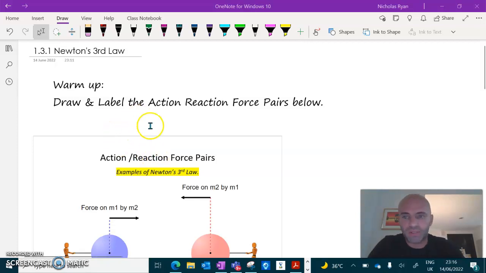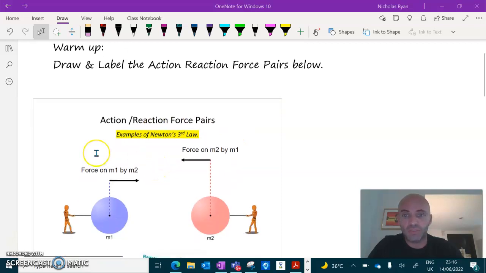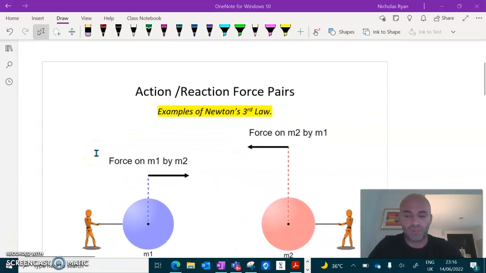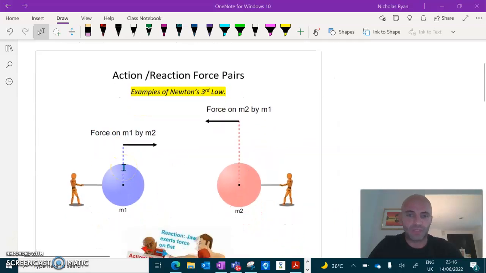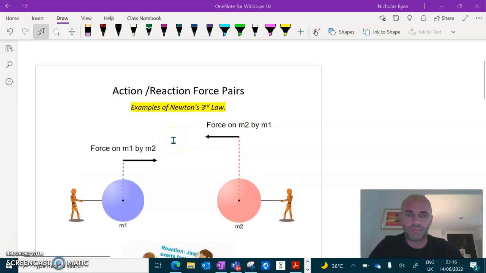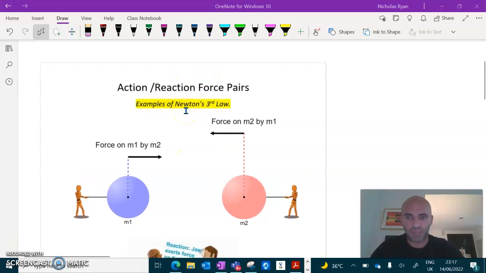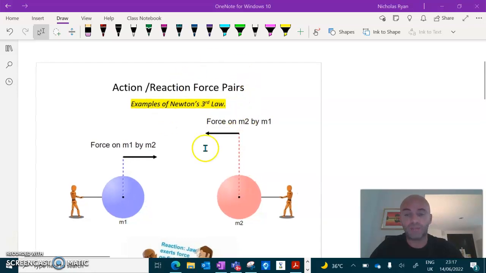Okay, in this activity what you need to do is draw and label the action and reaction force pairs. Now these are specifically Newton's third law of force pairs, and this is the law that everybody knows how to state but nobody understands.